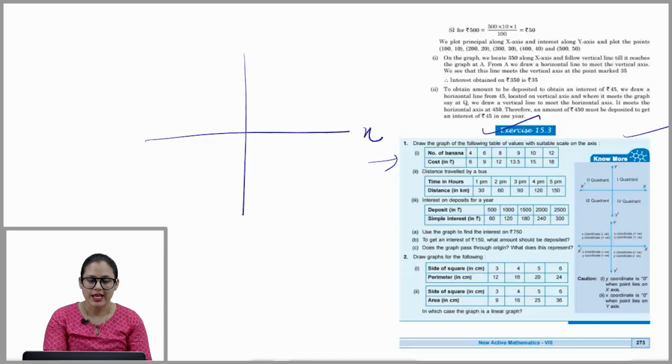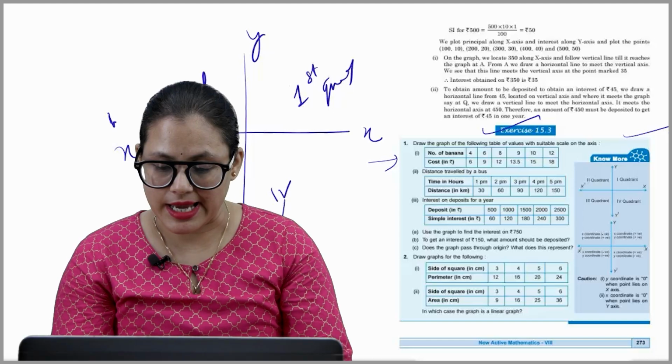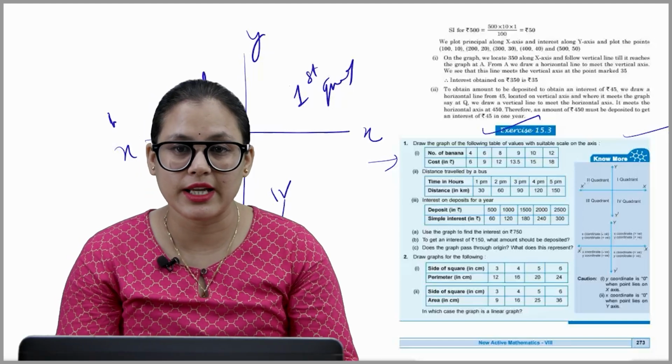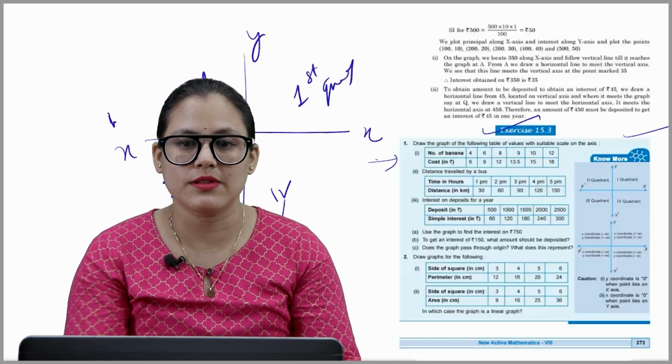See, this is the x-axis, this is the y-axis. This is y dash, or you can say y negative. This is x negative or x dash. This is the first quadrant, this is the second quadrant, this is the third quadrant, and this is the fourth quadrant. The x coordinate here is given as negative. This is negative, this is positive, this is negative, this is positive.